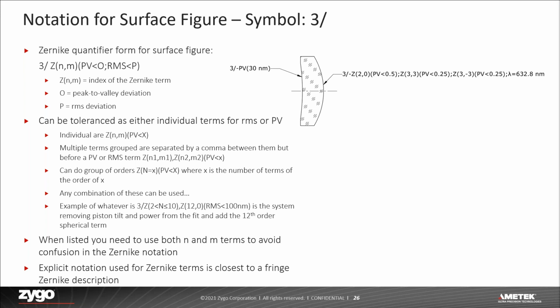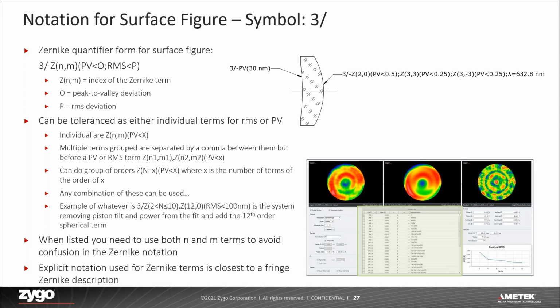The notation that is used for Zernike terms in ISO 10110 is similar to the fringe Zernike notation. A more detailed explanation of the N and M terms is listed in ISO 14999-4. You are able to pull information about the Zernikes out of MX by looking at the Zernikes tab. In there, you can look at each individual term.